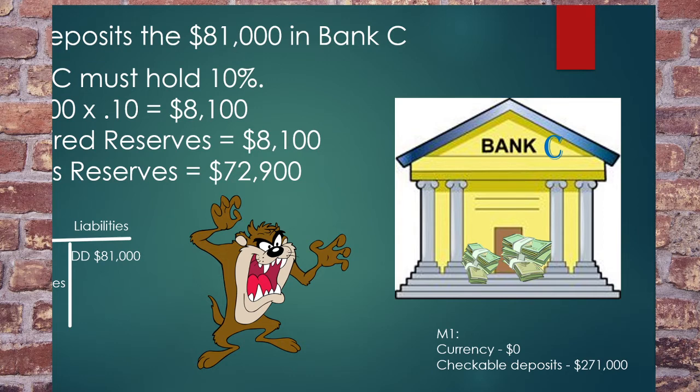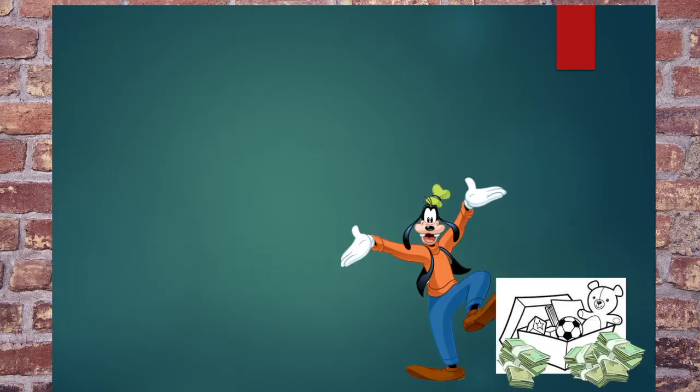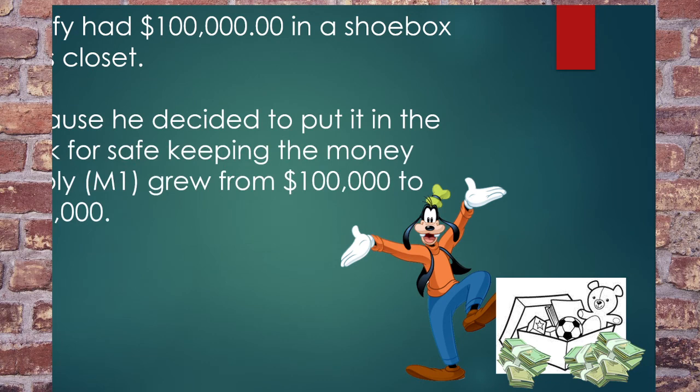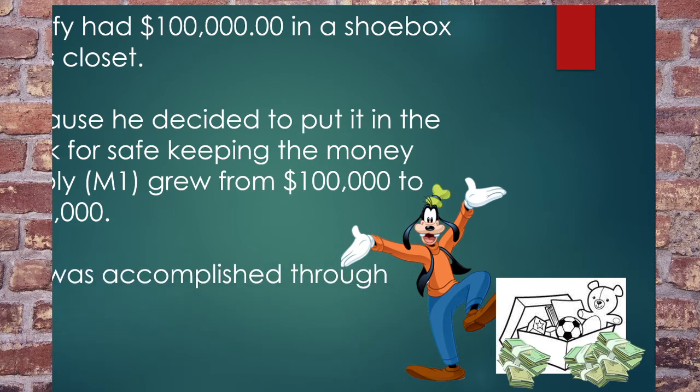The only money that existed before this whole thing started was the 100,000 in the shoebox that Goofy had. $171,000 was created from the lending, right? So look at this. Goofy has $100,000 in the shoebox. Before he decided to put it in the bank for safekeeping, M1 was 100,000. When he puts it in, it goes from 100,000 to 271,000. This is accomplished through lending. Loans create money. Let's not forget that.